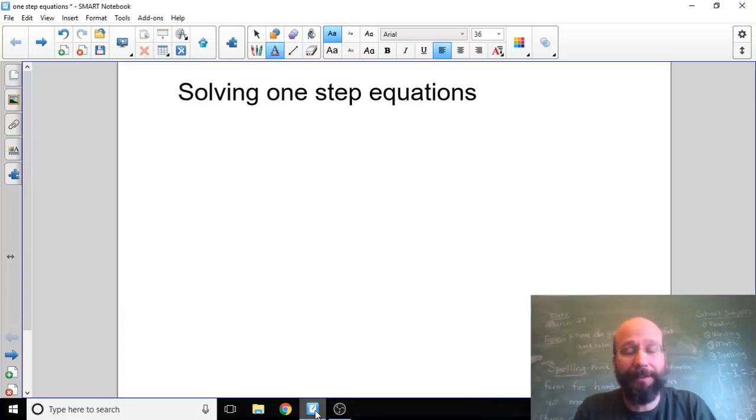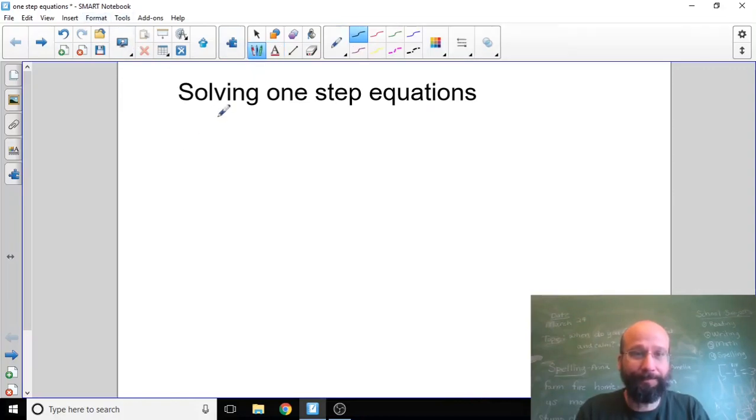Hello and welcome back. We're going to be reviewing one-step equations, something pretty simple, but something we need to take care of. So, an example of a one-step equation would be something like x plus 4 equals 5. Right, there's one step. We have to move this 4 to the other side.